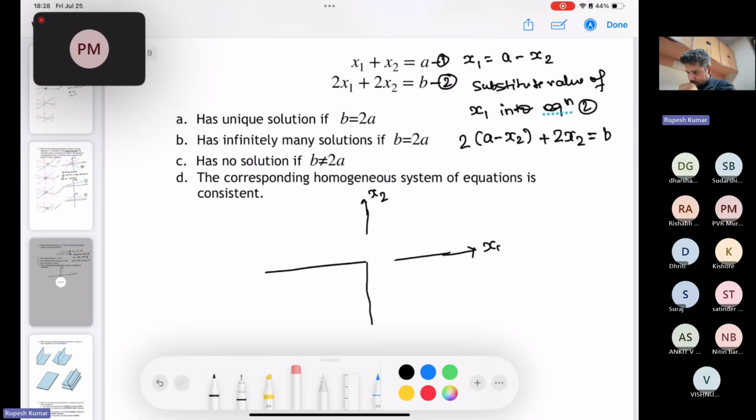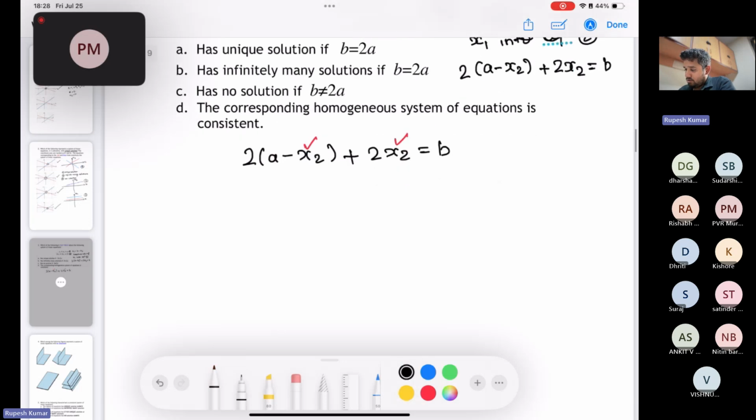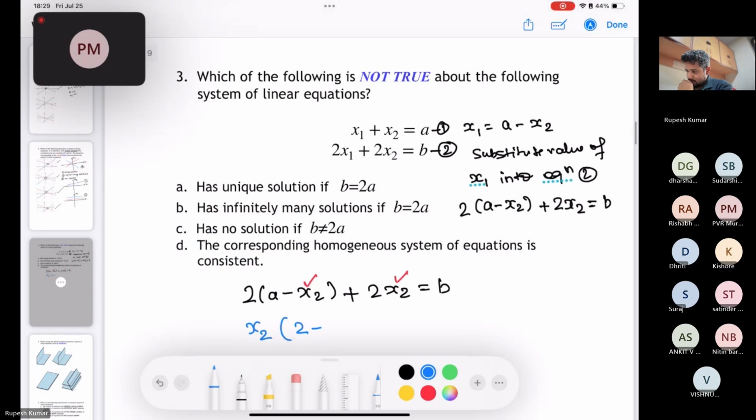So this is what you have to solve. So the equation you now get is 2 into (a minus x2) plus 2x2 equals b. This is one single equation containing one variable, which is x2, right? x2 is unknown. Others, let's assume, are known. So how to solve this problem? Just take out all the coefficients of x2, right? So take out x2, the coefficient would be 2 minus 2, x2, right?